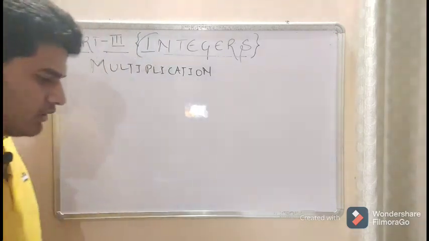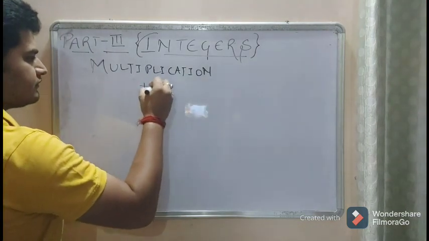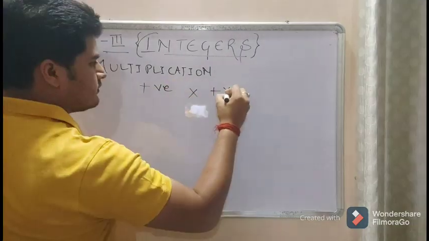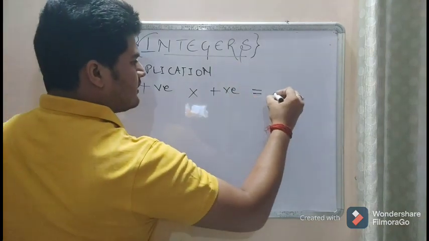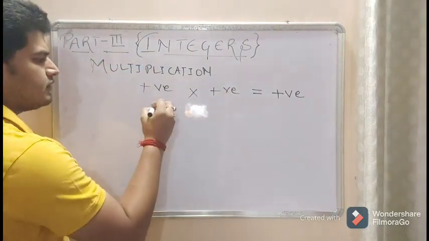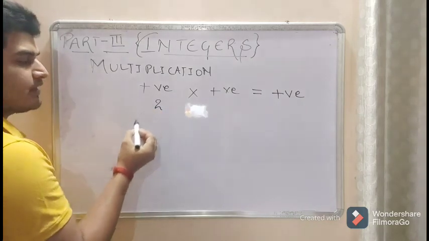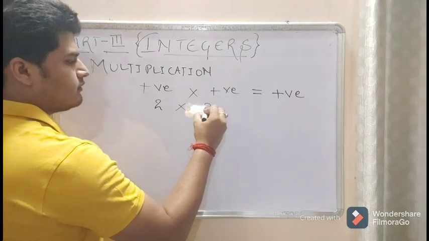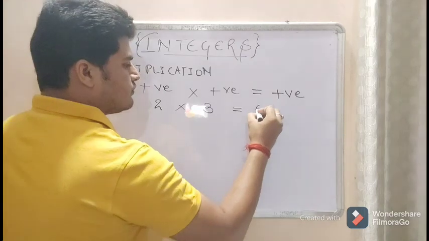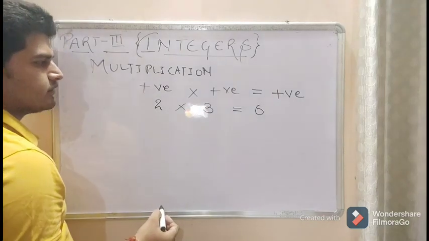Okay. So see, the basic rule is that a positive number when multiplied with a positive number, the result, the product, is again a positive number. For example 2, it's positive because no sign is written over here, so it is understood that it is positive. Multiplied by 3, again no sign written, means it is positive, the product will be 6. So a positive multiplied by a positive gives a positive number.